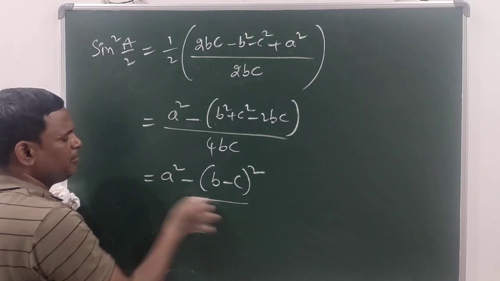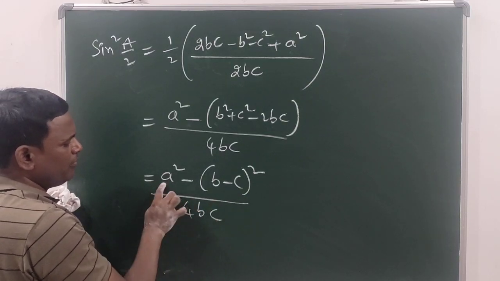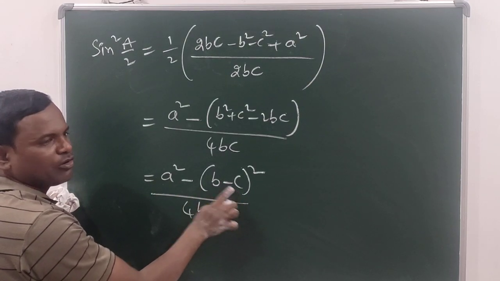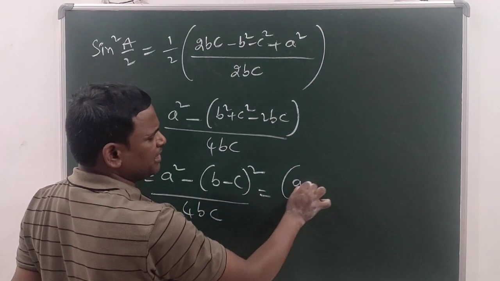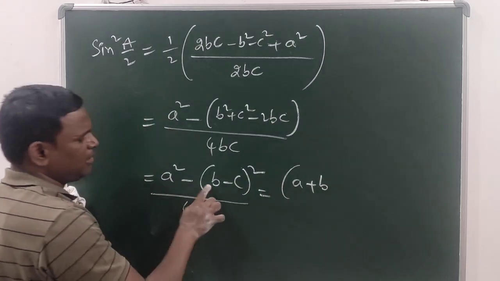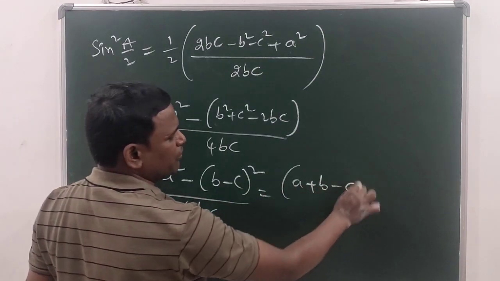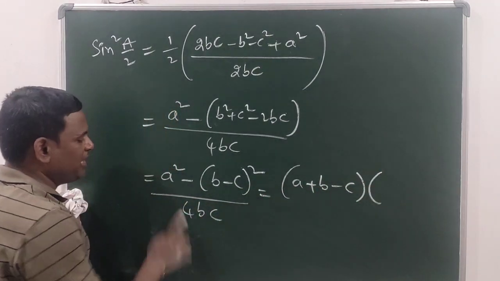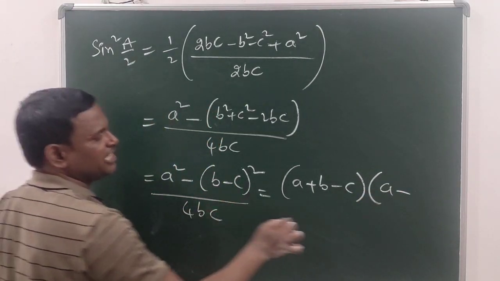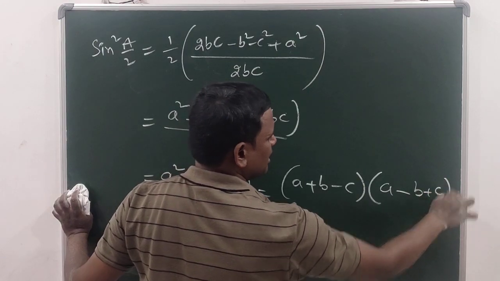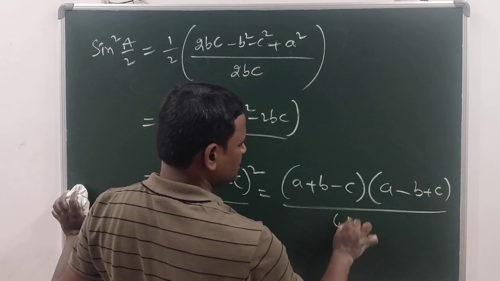Okay, identity by 4bc. Now it is looking like a square minus b square, no? A square minus b square can be written as a plus b into a minus b. A plus b means a plus b minus c you will get. A minus b, a. Now minus of this, signs will change. Minus b plus c whole by 4bc you will get.